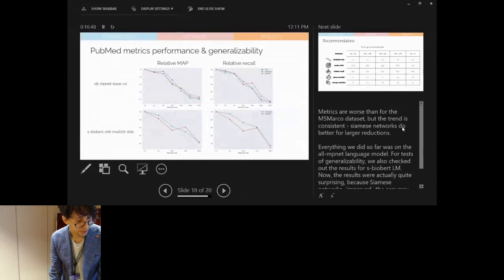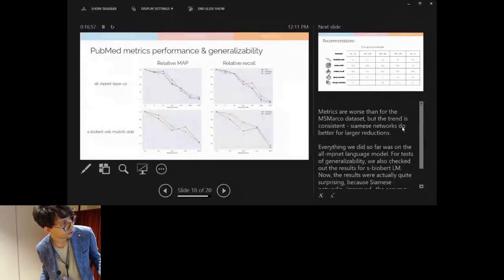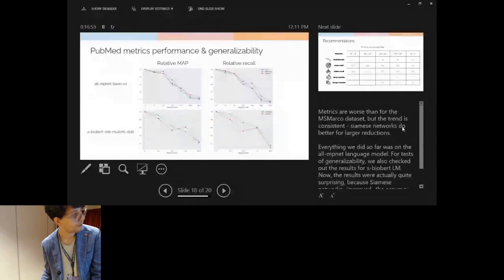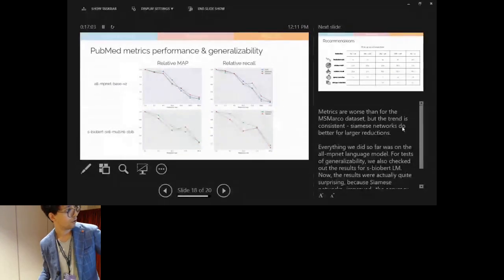And the numerical performance is a bit worse than on the MS MARCO dataset, but the trend is here. So the Siamese network is first underperforming the PCA, but then is getting better. All the evaluations that we have done so far were done using the all-MPNet based model.